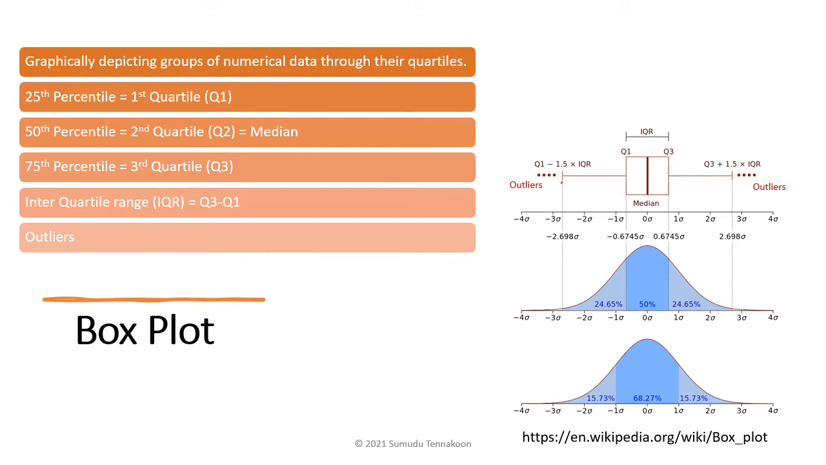We will get to know how we actually see this in Python. This will be very helpful for you to know whether your dataset or the column you are analyzing contains outliers, and also to know the quartiles and the distribution. Okay, so let's move forward.